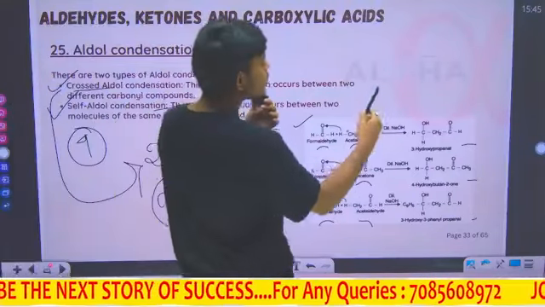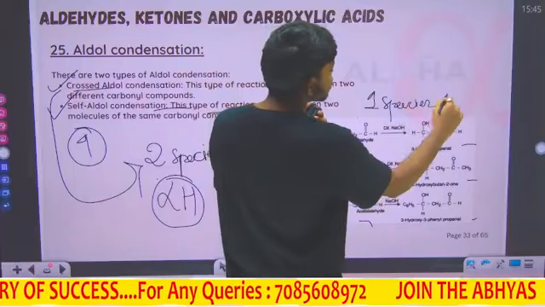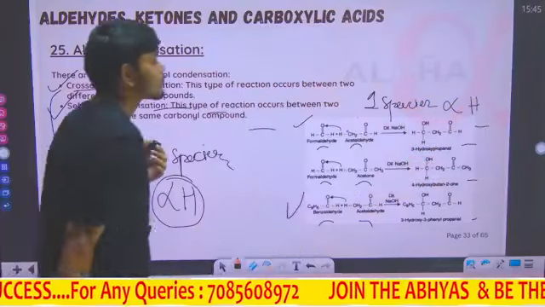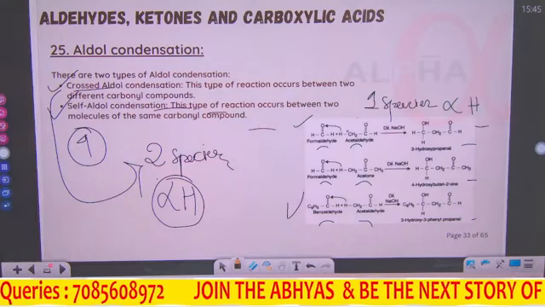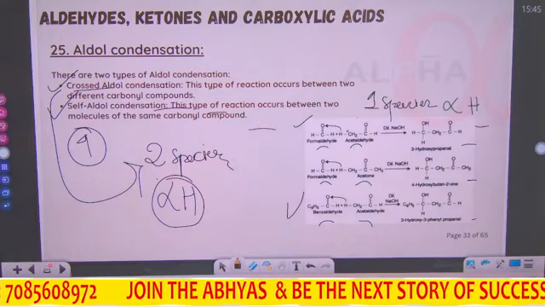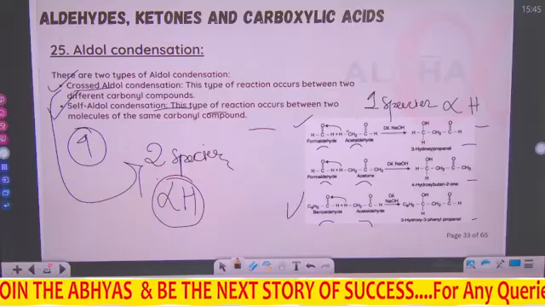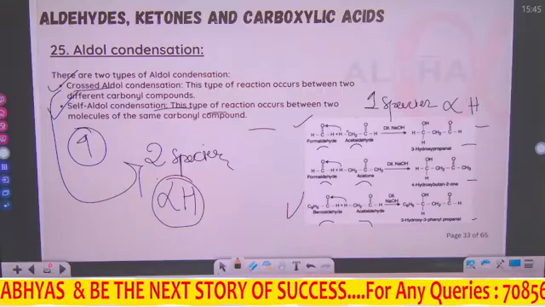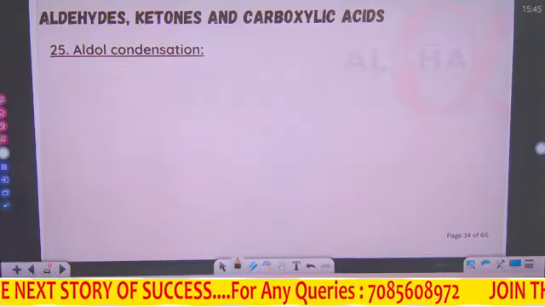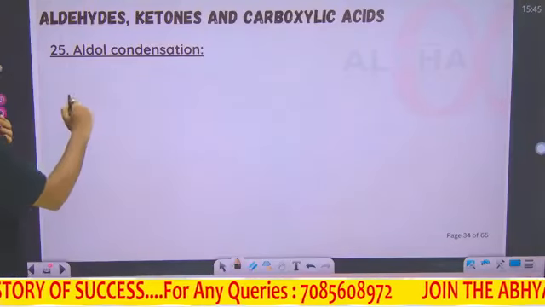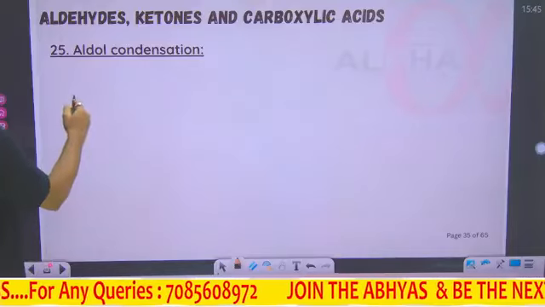This is your reaction in which one species has alpha hydrogen. You can write down the examples here. This may come in your board exam or your entrance. So in cross aldol, where both the species have alpha hydrogen, let's see what happens. I can give you a different example.